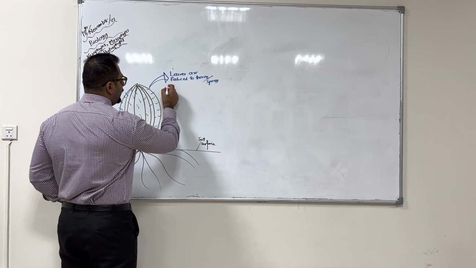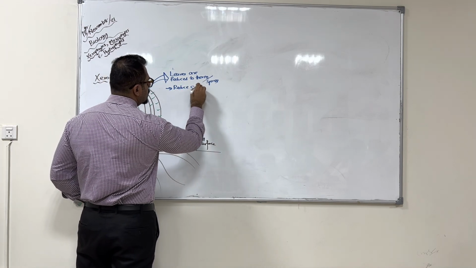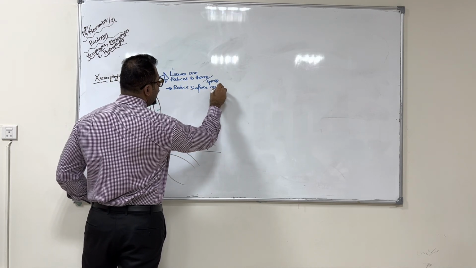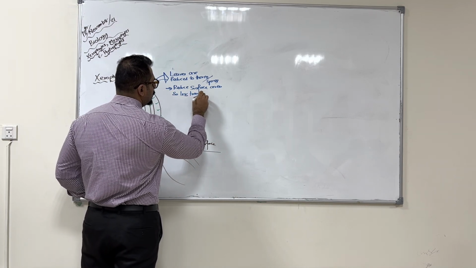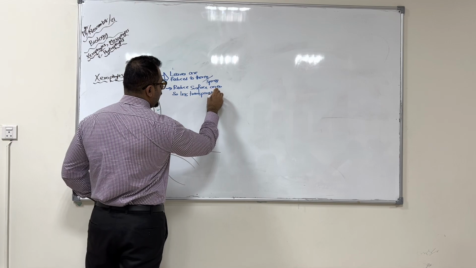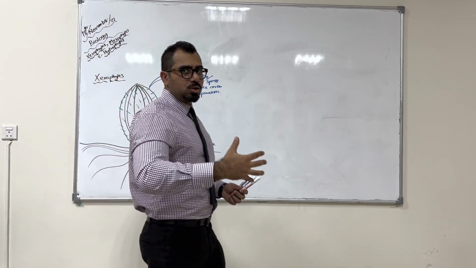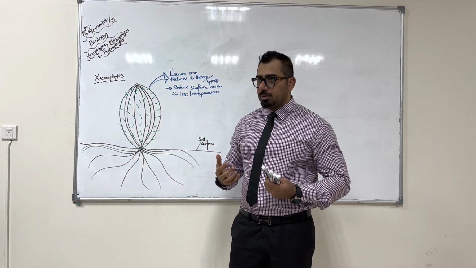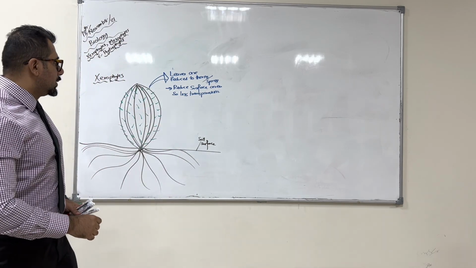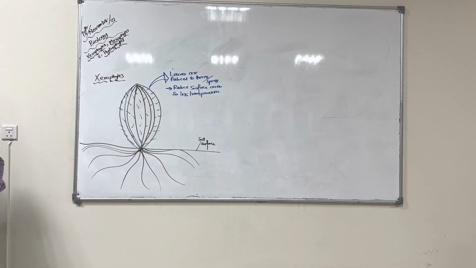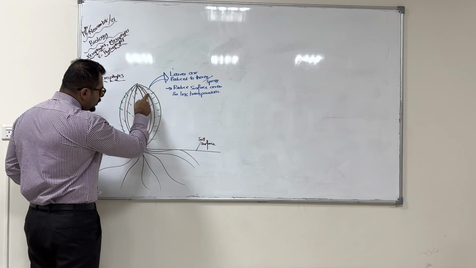So what is the first benefit? That it reduces the surface area, so less transpiration takes place. So as there will be less transpiration, there will be less loss of water and more conserving of the water, whatever water is available to the plant.